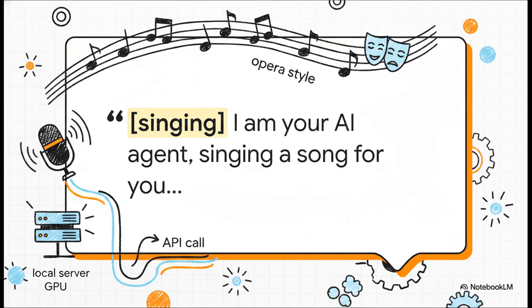You pass the text, tag it with [singing], and define a style parameter, like opera. It is astonishingly simple on the front end, while your local GPU is doing all the heavy lifting in the background to render this stunning, operatic AI voice.